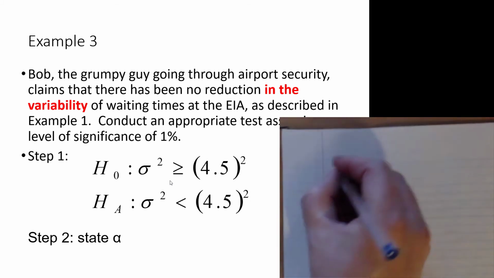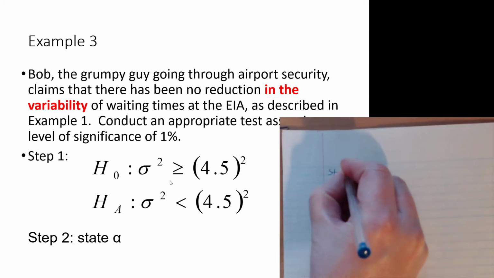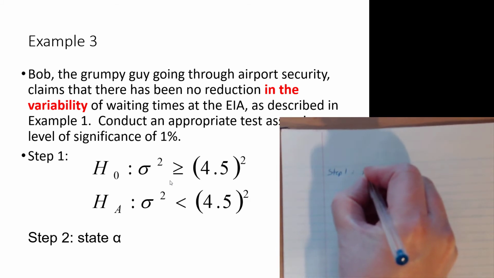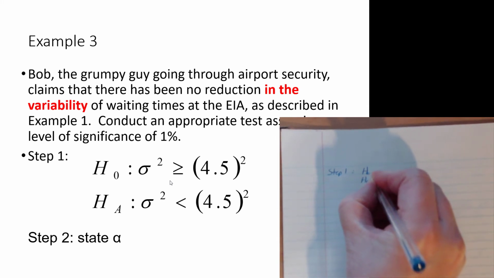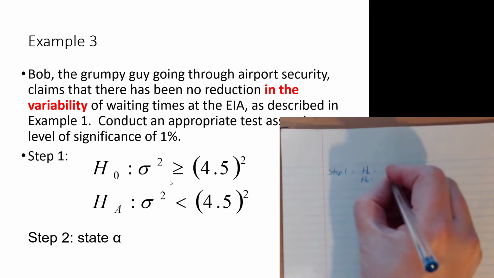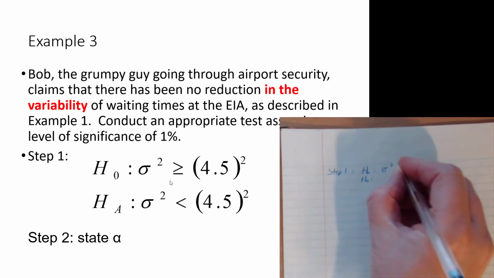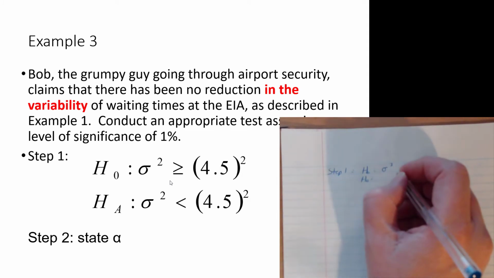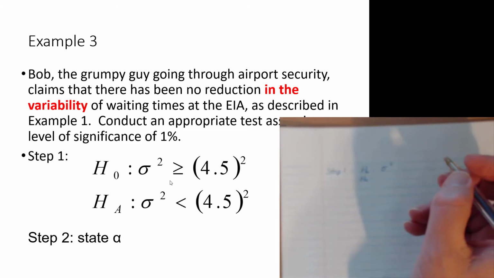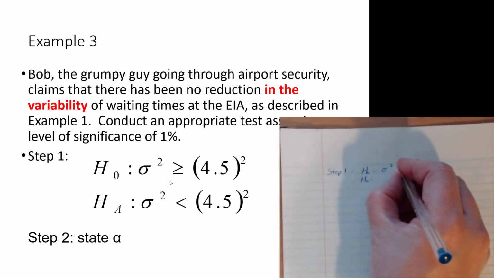Okay, so step 1, as always, is our hypothesis. We have our H0, we have our HA. We're talking about population variance, even though standard deviation makes most sense to us. And now the claim has been no reduction. So we started off at 4.5 minutes as the standard deviation. No reduction means it stays at 4.5 minutes, or it got worse. More variable. Greater than 4.5 minutes, right?